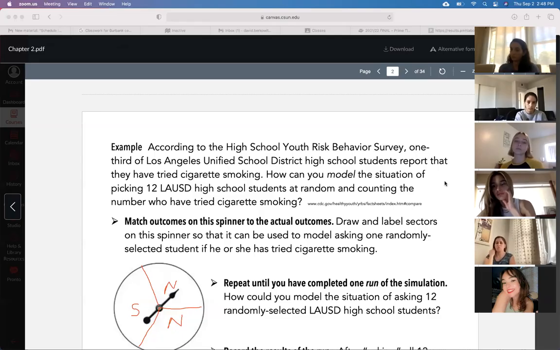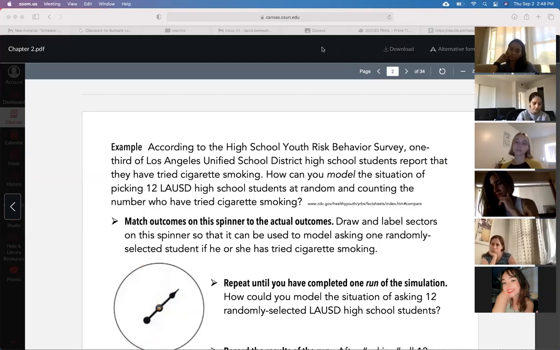You need a scenario where there's a 1 in 3 chance of getting smoking and a 2 in 3 chance of getting non-smoking. Can it be odd and even numbers? For 2 dice or for 1 die? Okay, let's do 1. If you do 1 die, then odd and even is, what is that? That's not a die. Hold on a second.